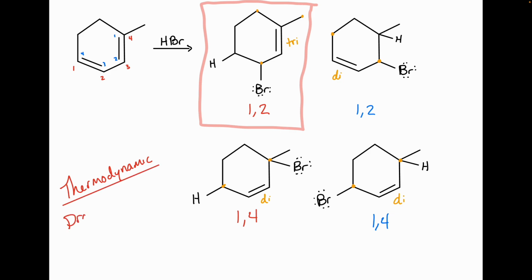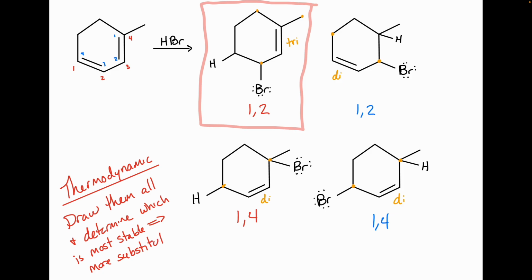All right, we have to draw them all, and determine which is the most stable, which again, in terms of alkenes, means the most substituted. Cool.